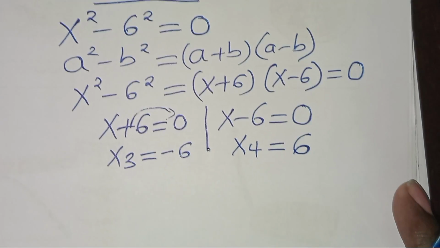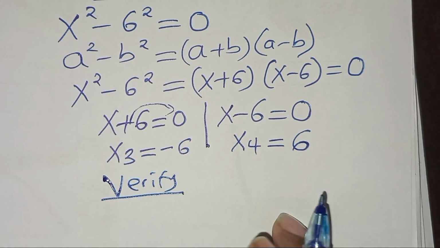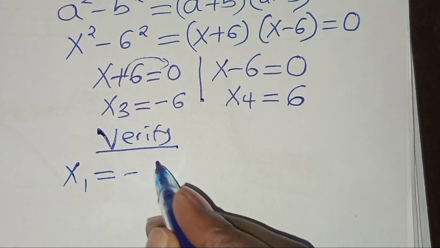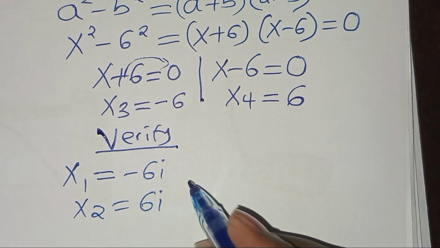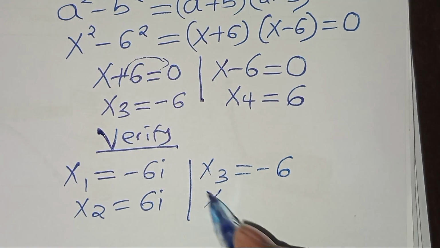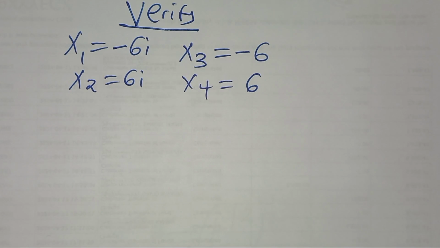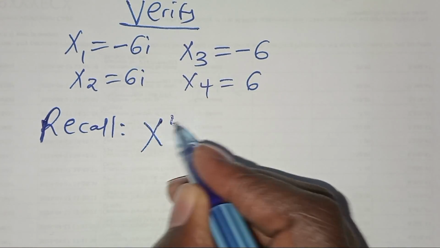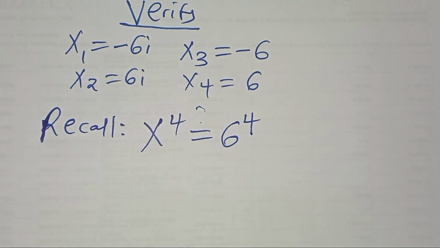So now, let's verify that x1, which is equal to −6i, and x2, which is equal to 6i, x3, which is equal to −6, and x4, which is equal to 6. Now, if you recall here, we had that x to power 4 is equal to 6 to power 4. So let's check if this is true.